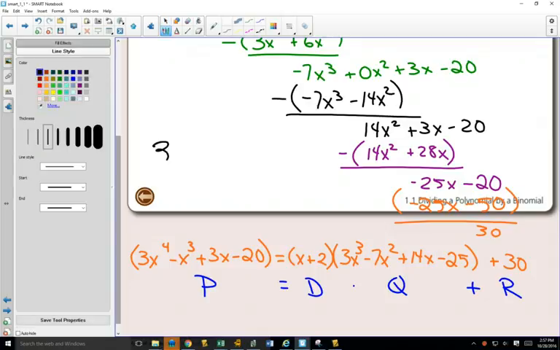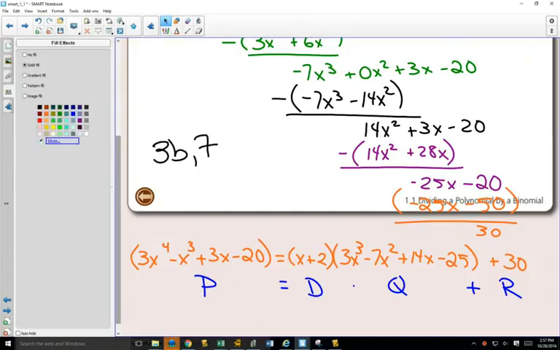Okay, questions you can do for practice on this one are 3b and 7. So we're going to take some time to do the ones for example 1 and example 2.